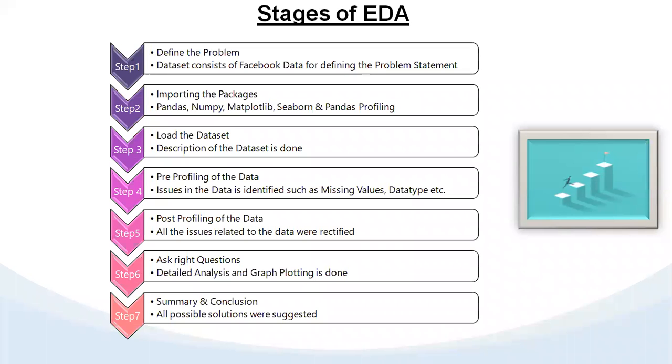So now coming to the first part, that is stages of EDA. There are 7 steps in the stages of EDA. First one is to define the problem. Here I have taken the Facebook data, so the problem statement will be from the Facebook data itself.